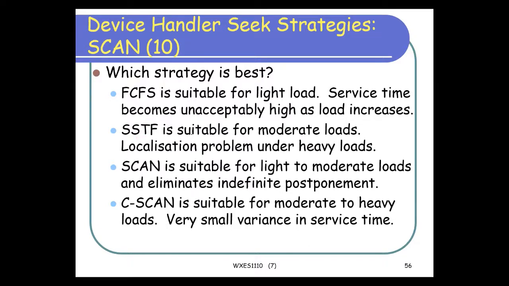Shortest seek time first is suitable for moderate loads, but has localization problems under heavy loads. As I said before, the track that is farthest away from the current arm head might not be served at all and might suffer from starvation. SCAN is suitable for light to moderate loads and eliminates indefinite postponement, and C-SCAN is for moderate to heavy loads, with very small variance in service time. If you have a light load, you use first come first serve. For moderate loads, you use shortest seek time first, or maybe you can use SCAN or C-SCAN.